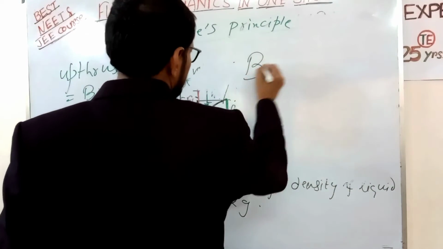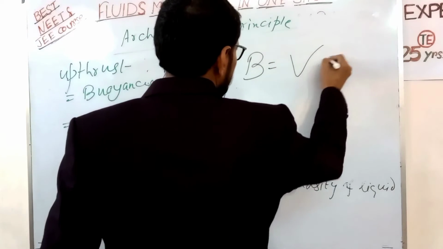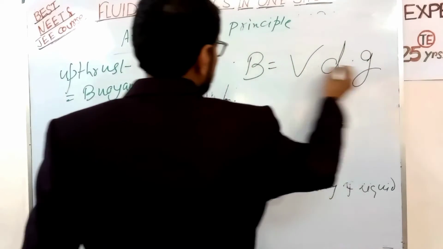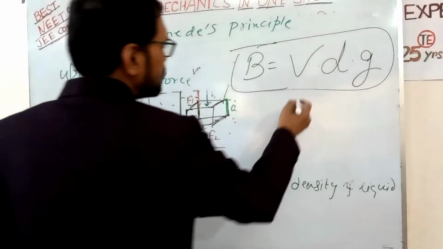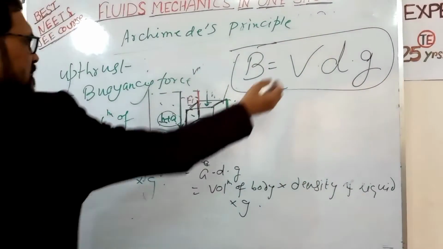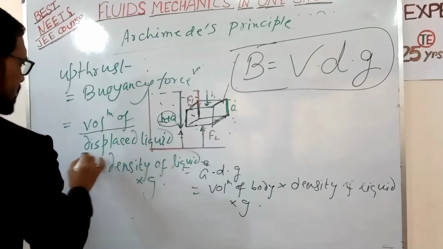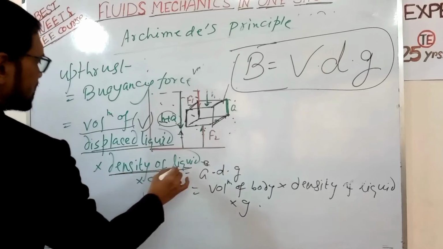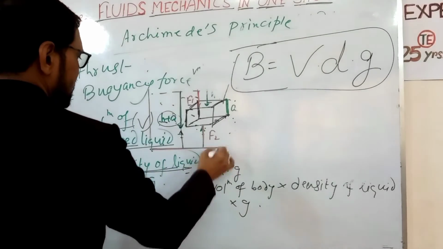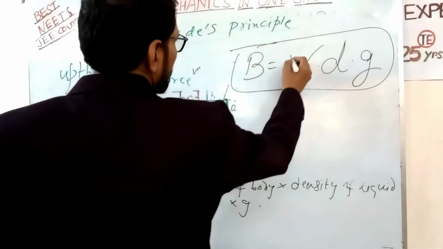B equal to VdG. Remember this. Buoyancy force equal to volume into density into g. What is V? V is volume of displaced liquid. And d is density of the liquid, and g. So buoyancy force equal to VdG.